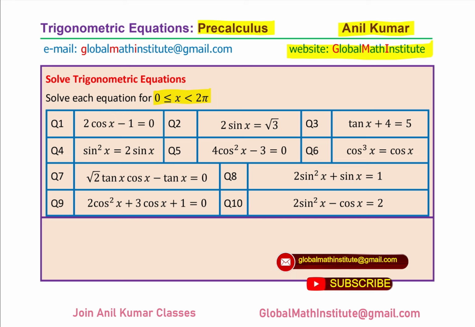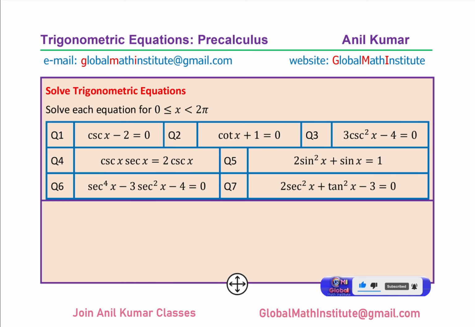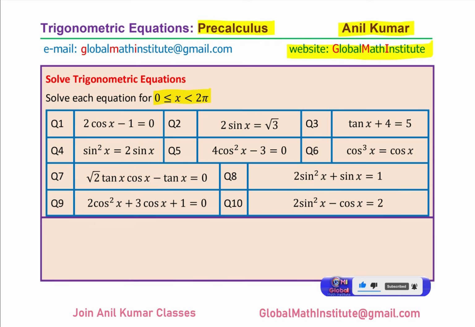As you can see, here are 10 questions. We'll simply begin with 2 cos x minus 1 equals 0, the simplest of all, and end up with a slightly complicated quadratic type of equation in the first set of 10 questions. And then we'll take up the next set. Well, let's now focus on the very first set and try to answer them one by one.